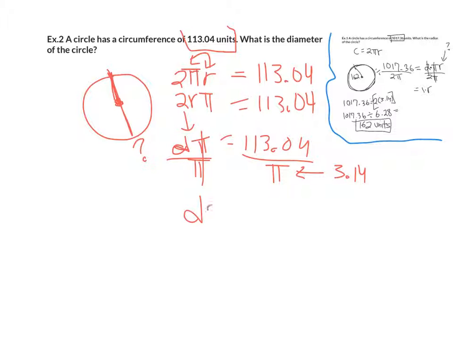So the diameter is about equal to 113.04 divided by 3.14, and that is about 36.